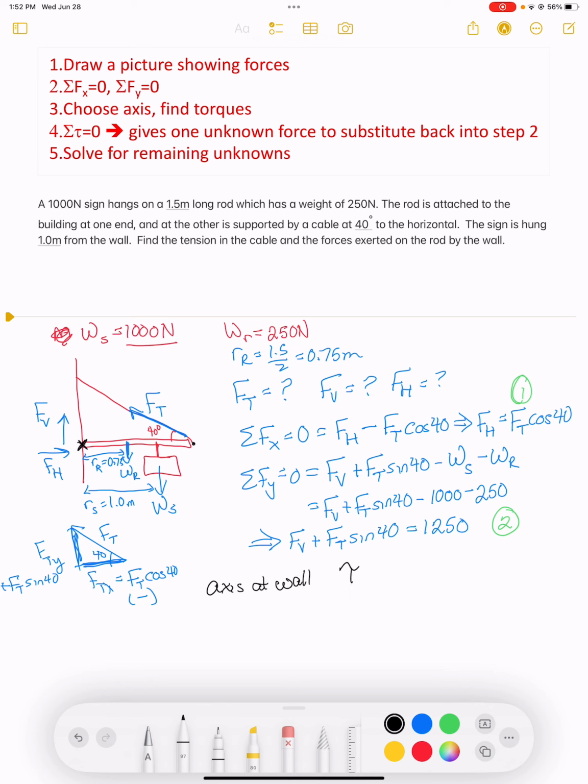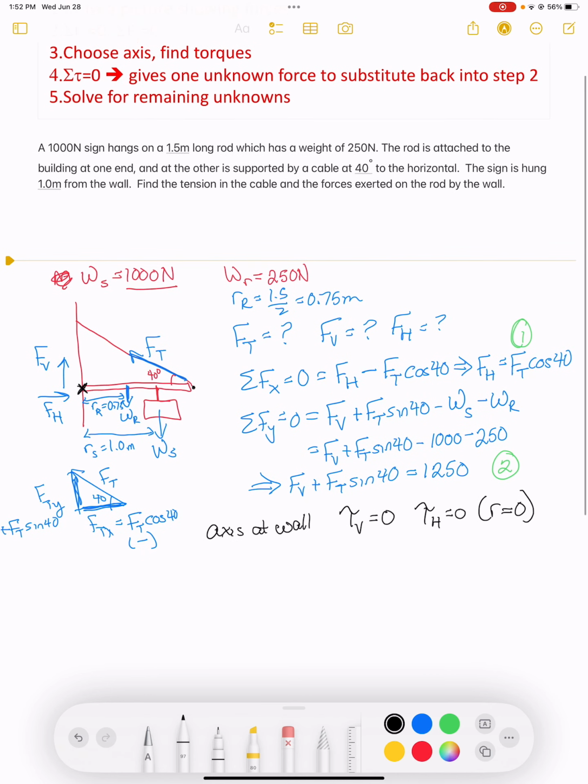then that means that the torque due to the vertical force will be 0, and the torque due to the horizontal force will be 0. Why? Because they're 0 distance from the axis, and so the torque will be 0. So now I have to find the torque due to the other 3 forces. I've got the torque due to the weight of the rod, the torque due to the weight of the sign, and the torque due to the force of tension. All right, so 3 torques, and those together will have to add up to 0.